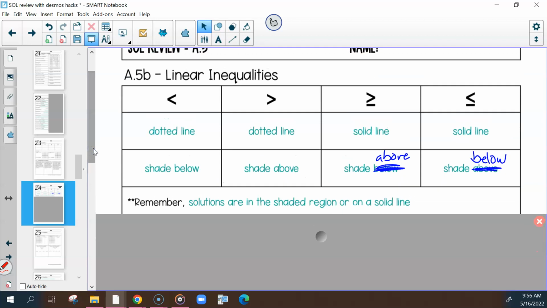So for linear inequalities, for less than, that should be a dotted line shaded below. Greater than is a dotted line shaded above. Greater than or equal to, solid line shaded above. And less than or equal to, solid line shaded below. And remember that your solutions are in the shaded region or on a solid line.